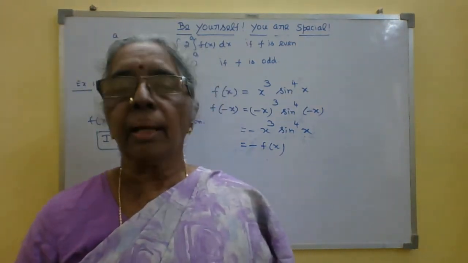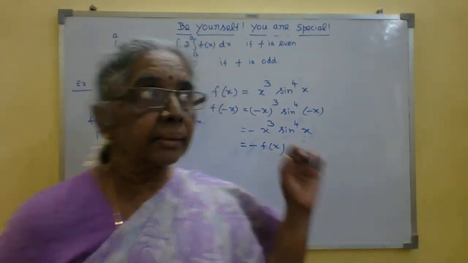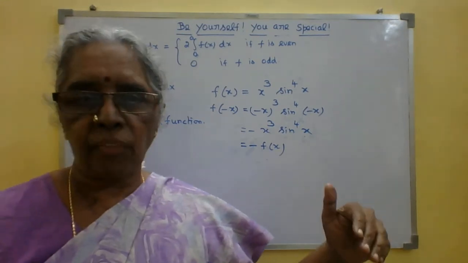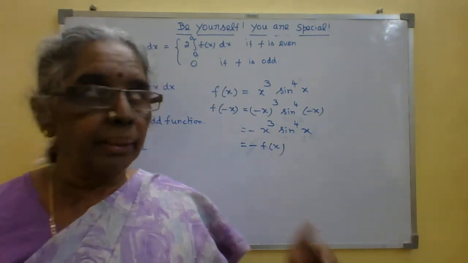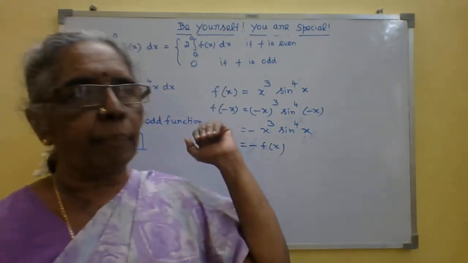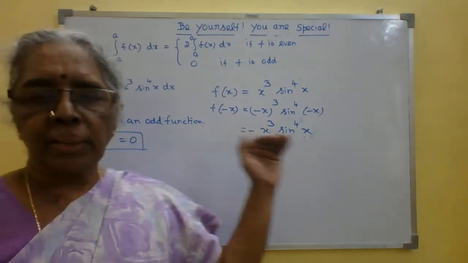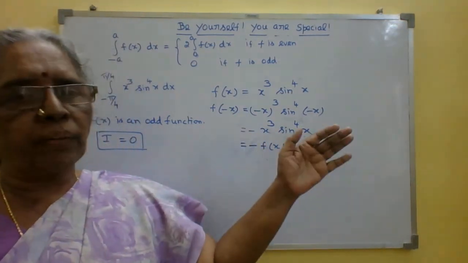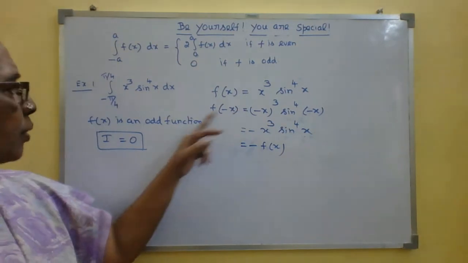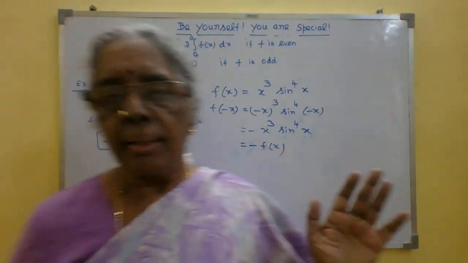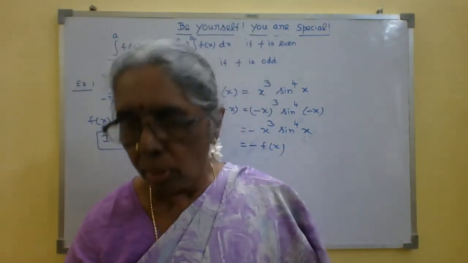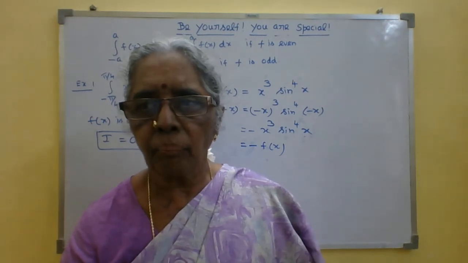So when you see the limits as the same number, only the signs are different, that is a minus in the lower limit and a plus in the upper limit, then you have to check whether the f of x is either an odd function or an even function. If it is odd, you are straight away writing it as 0. So the answer is 0. Are you clear about this example?